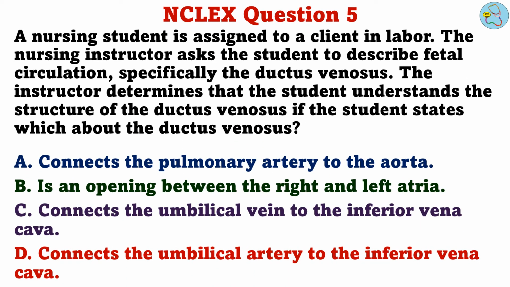Question 5. A nursing student is assigned to a client in labor. The nursing instructor asks the student to describe fetal circulation, specifically the ductus venosus. The instructor determines that the student understands the structure of the ductus venosus if the student states which about the ductus venosus. A. Connects the pulmonary artery to the aorta. B. Is an opening between the right and left atria. C. Connects the umbilical vein to the inferior vena cava. D. Connects the umbilical artery to the inferior vena cava.